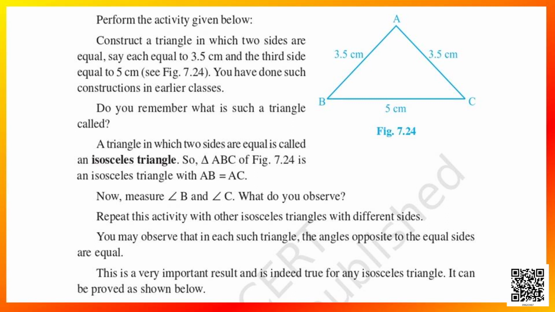Repeat this activity with some more triangles. Each time you will observe that the sides opposite to equal angles are equal. So we have come to the conclusion for theorem 7.3. So students, now we have proved that the sides opposite to equal angles of a triangle are equal by AAS congruency. Now let us take some examples to apply these results.